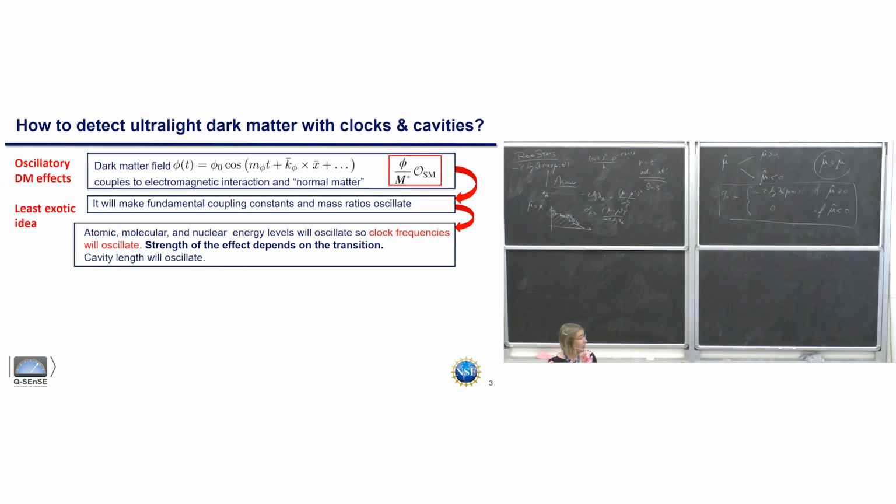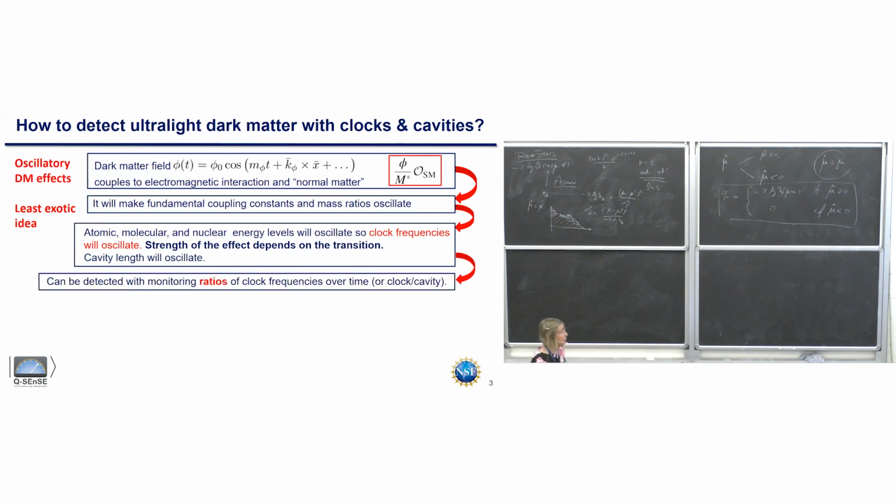Okay, so now, because the strength of the effect depends on the transition, also the cavity length would oscillate. And you can ask, well, we are talking about clocks. Why do I care about the cavity? It's because ultra-stable lasers have cavities inside them. There's a physical cavity, maybe 30 centimeters or so, and the lasers actually get stabilized to the cavity. So you pretty much get 2 for 1. You have the cavity and the atoms in the same system, so you can compare both.